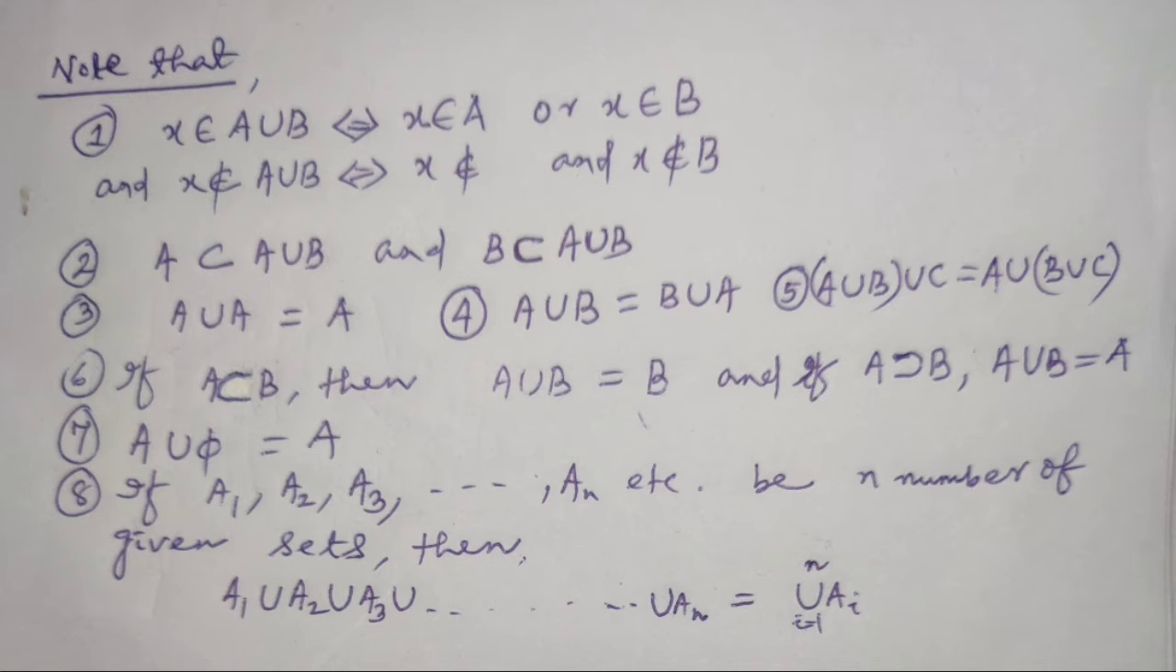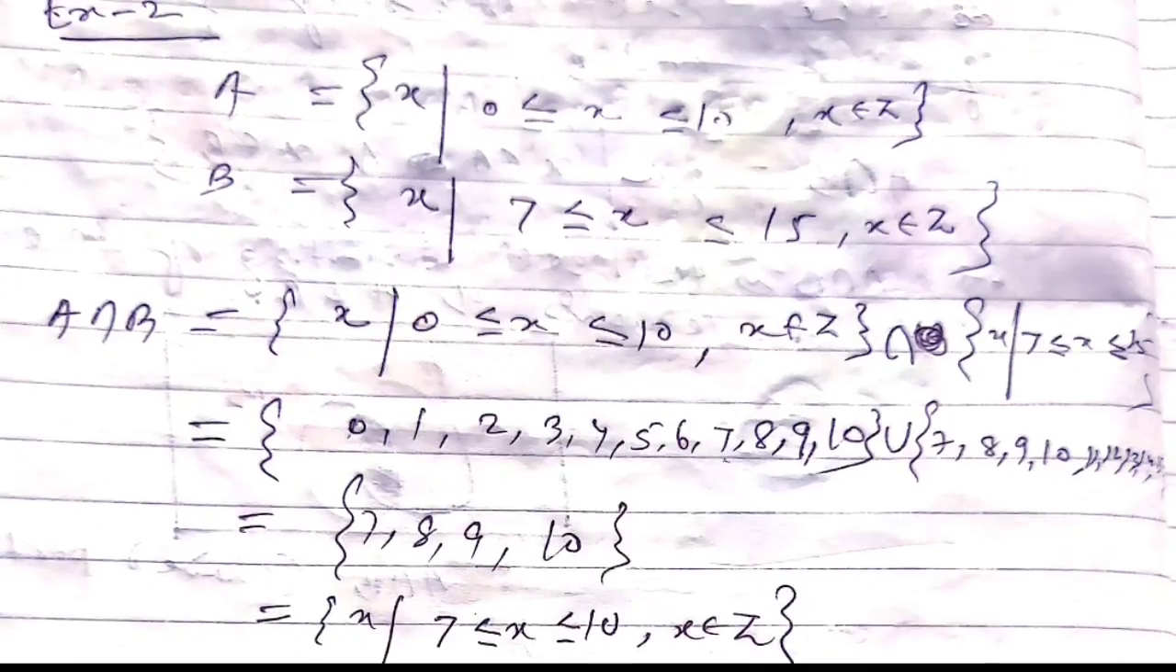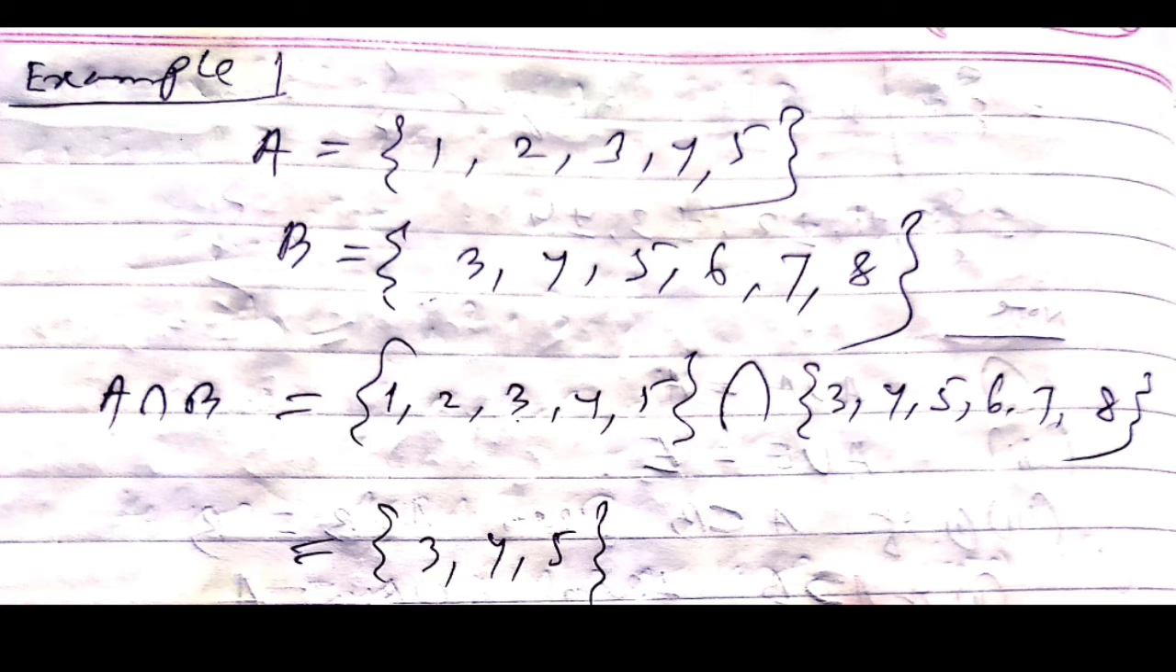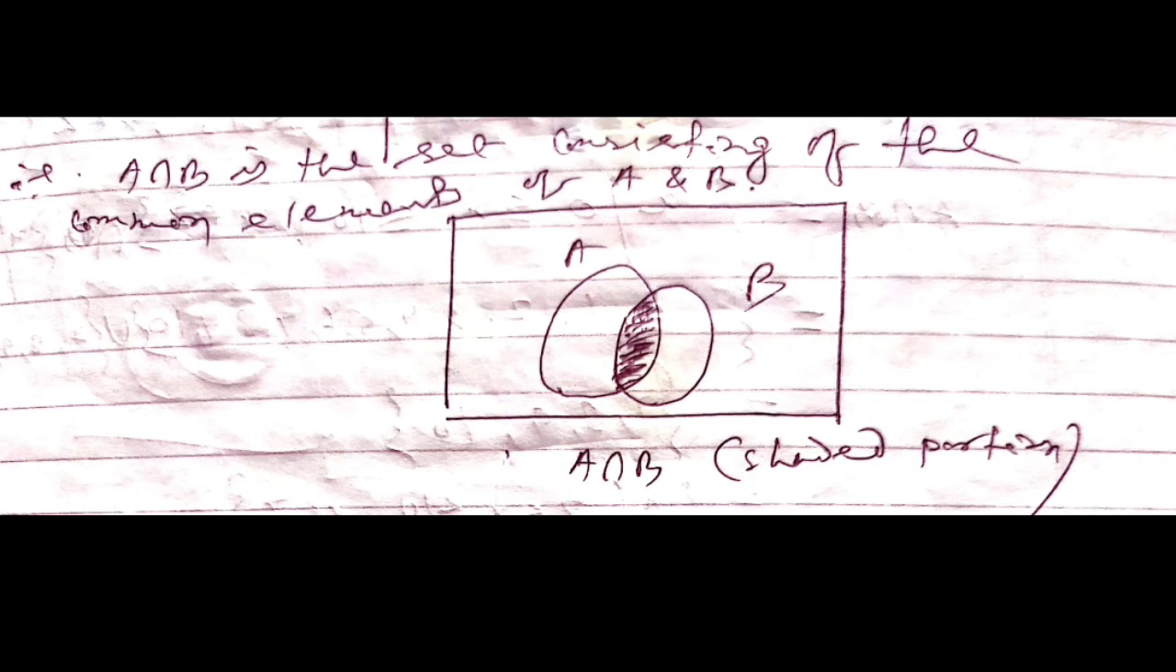On intersection of sets. The intersection of the sets A and B is denoted by the symbol A intersection B and defined as the set consisting of the common elements of A and B, that is, A intersection B is the set of all x such that x belongs to A and x belongs to B. That is, A intersection B is the set consisting of the common elements of A and B. The Venn diagram shows the set A intersection B. In this figure, the shaded portion shows A intersection B.